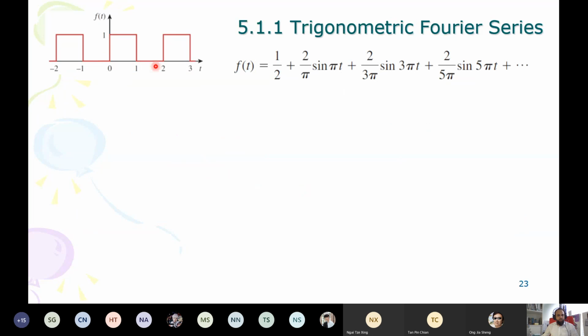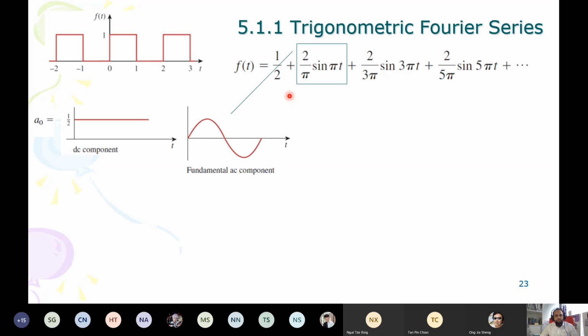So once again, this was the original function, and this is the expansion. Now we want to see if they represent a square wave. Let's just take the first term only. The first term is a DC component, so just 1 upon 2. The second component is a simple sine wave, the fundamental AC component. By the way, if you add these two, this will be shifted up, so this will be at this point and this will be at 1. So at least we can say that this square wave is now converted into a sine wave with an average of 0.5. Are you following?